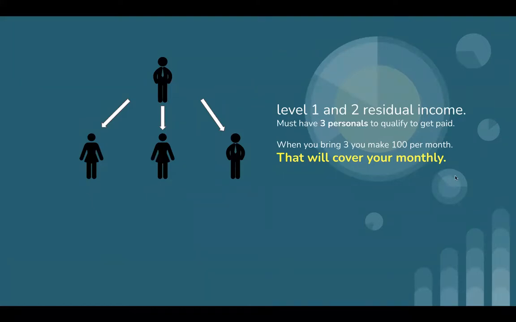Okay, so on the $89 product, 35 BV. So if you take 3 people times 35, that's 105 BV. 105 BV. So you're making $100.